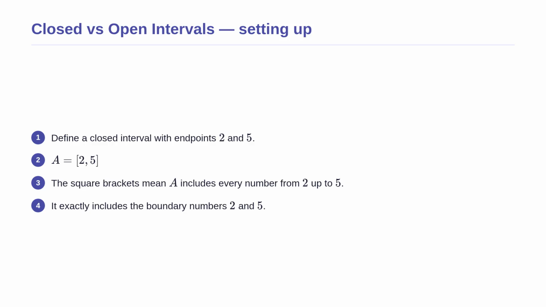We are given the endpoints 2 and 5, and we want to represent all the real numbers between them. First, let us define the closed interval, which we will call set A. We write this using square brackets around the 2 and the 5. The square brackets are a mathematical instruction that says include every single decimal between 2 and 5 and also include the exact number 2 and the exact number 5. On a number line, these would be solid, filled-in dots.